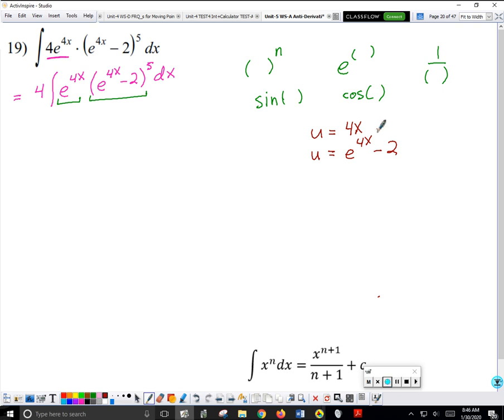Okay, look. Here's the trick. The next step is to take the derivative of our choice, the derivative of u. Say it out loud, please. What is the derivative of 4x? 4. The derivative of your choice must be the other function. The derivative of 4x is 4. 4 is not the other function. So this is not the correct pick.